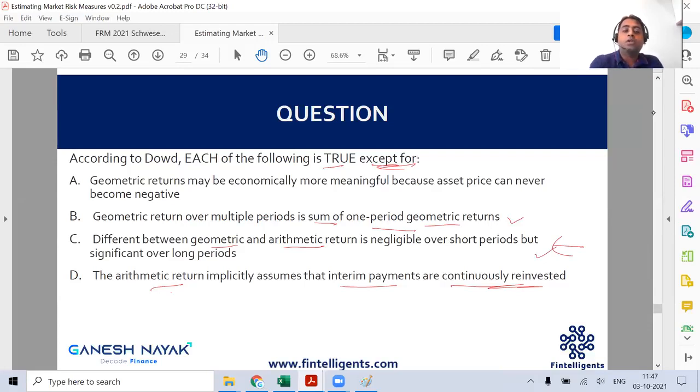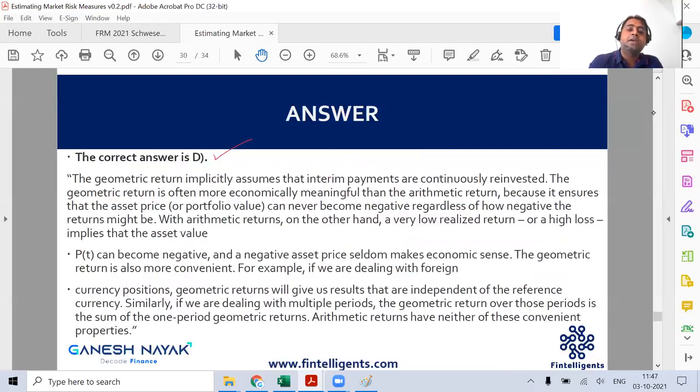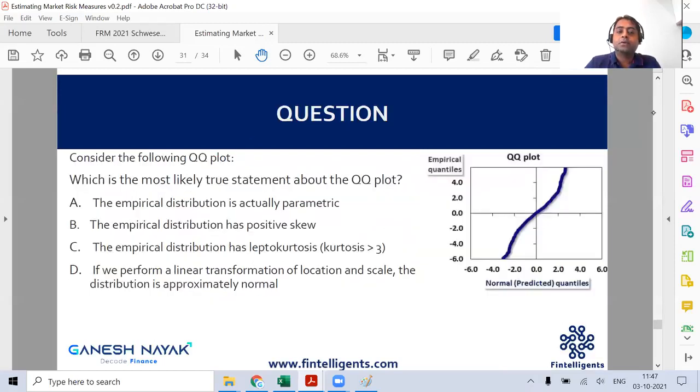That was also there in the book. And also the A point is more logical coming from level 1. The geometric return has to be taken for asset price because it cannot go negative. So all first three are right, and we are going to find the answer as D because that was the incorrect one. Right? Let me take you towards the next question.